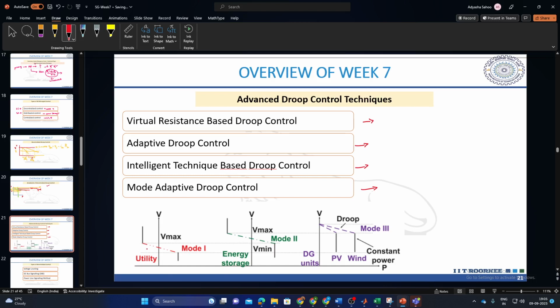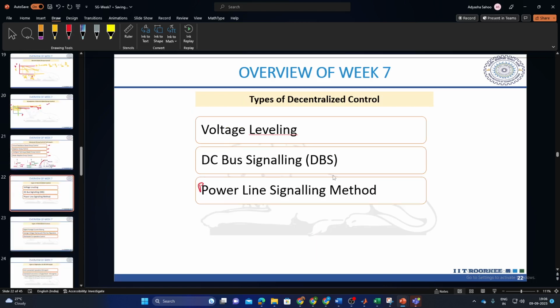So for that, what we are doing is similar to the AC microgrid control we had seen. There is the virtual resistance method, there are droop methods, and there are intelligent control methods where we use some fuzzy logic, and then we have mode adaptive droop control. See here, what we are doing is having more players, like utility, storage, and DG. In mode 1, the utility is going to be in droop mode, while the energy storage and others will be in constant P mode. Similarly, in mode 2, the energy storage will be in droop mode, while others will be in constant power mode. And in the third mode, the DG units will be in droop mode, while others will be in constant power mode.